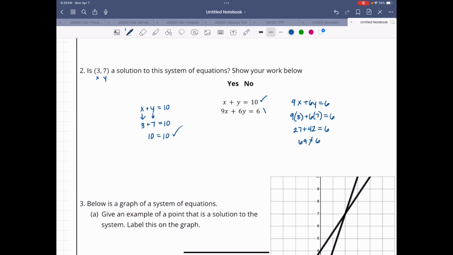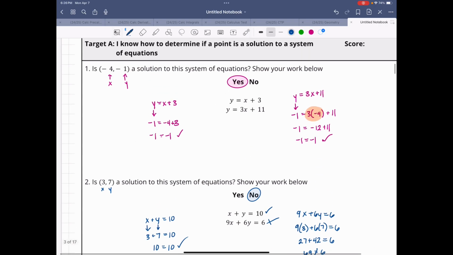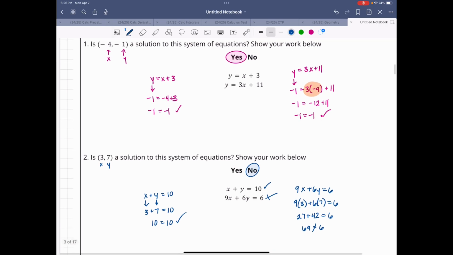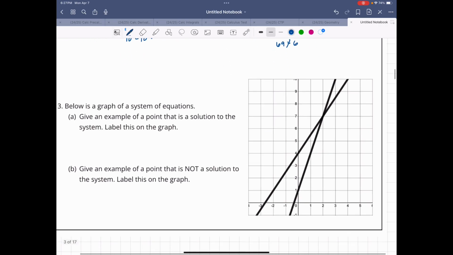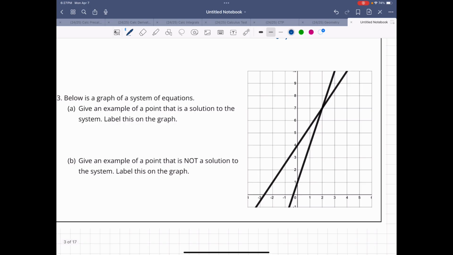So because it does not work for the second equation, 3 and 7 is not a solution to our system of equations. So not only do I need to be able to plug in a point to verify if it's a solution, but we should also be able to recognize that from a graph as well. So kind of like the little graphs that I was drawing up there before, where these two lines intersect, that is your solution.